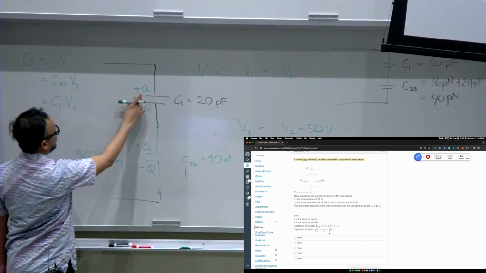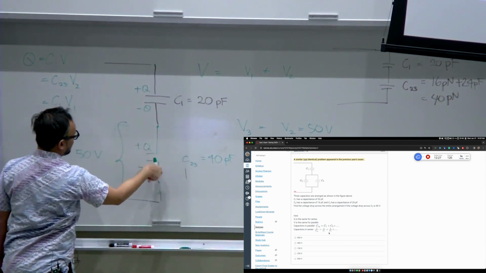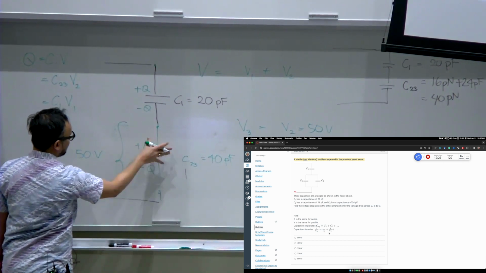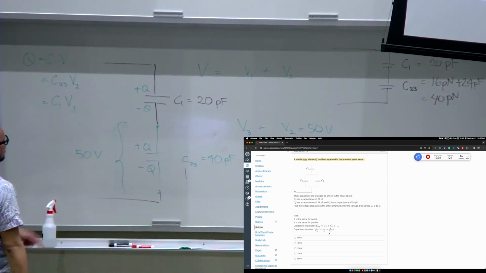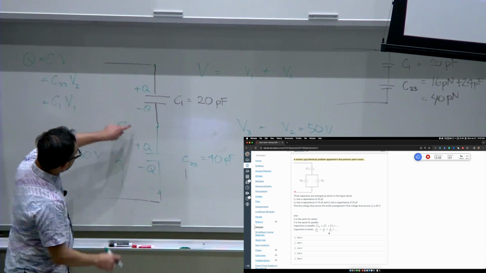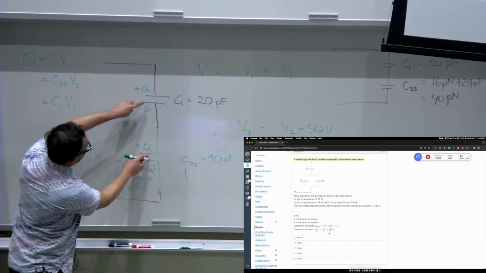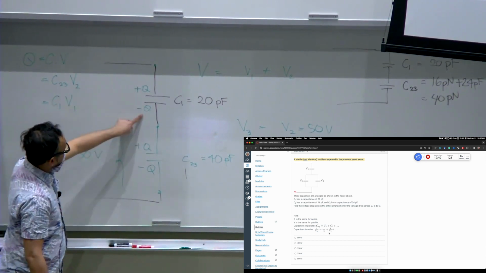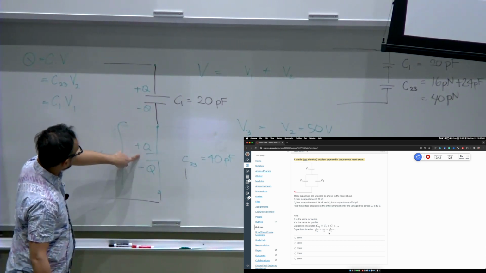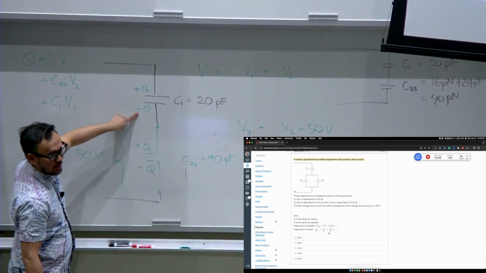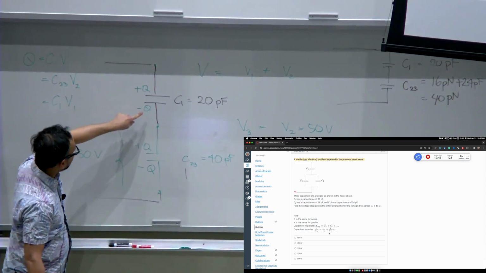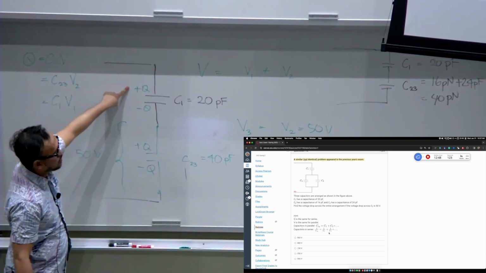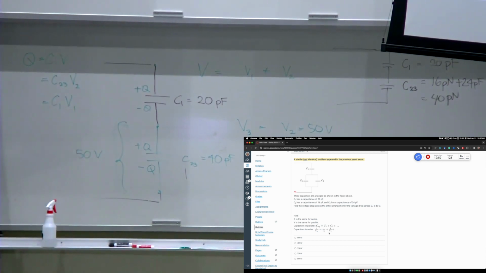Because Q for C1 and for the former capacitors in parallel is the same. Q, Q. And they have to be equal, because otherwise you get non-zero charge. Because you have plus Q here, then you need to have minus Q here. And also, since you have minus Q here, you need to have plus Q here. So what is Q?